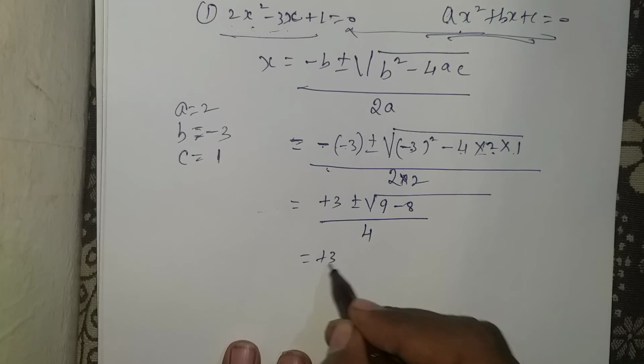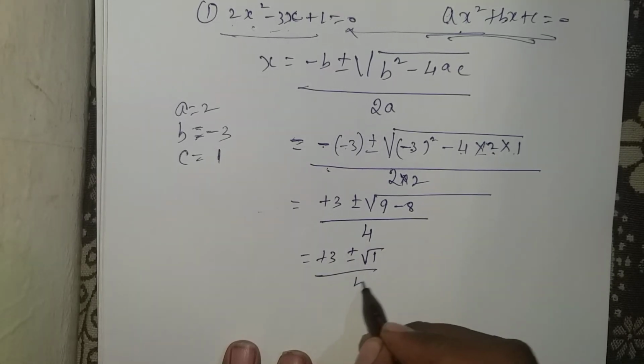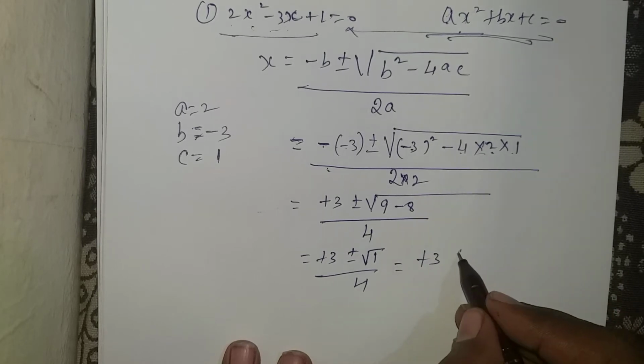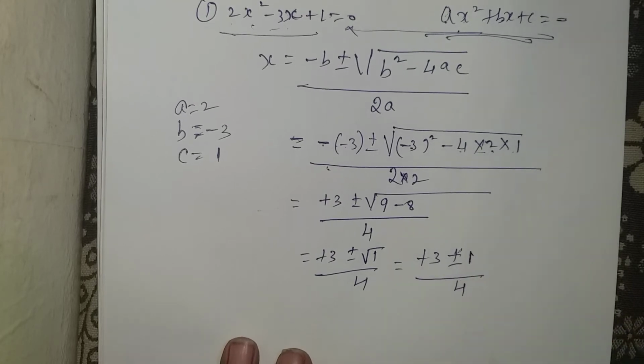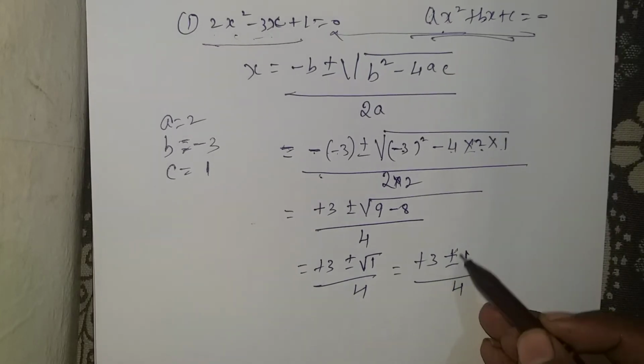Next, plus 3 plus or minus root 9 minus 8 is 1 by 4. So which is nothing but plus 3 plus or minus root 1, which is nothing but 1, by 4. So this is not an answer guys. So you have here two signs, symbols. Can you see here two symbols?